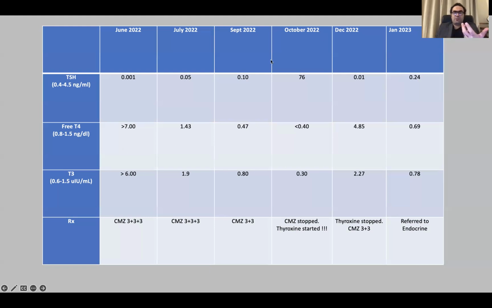And guess what? In October, the patient comes with hypothyroidism. TSH of 76 and free T4 less than 0.4. So at this point of time, carbimazole was stopped and thyroxine was started. So this is wrong. The carbimazole should have been reduced earlier itself. Now this is due to carbimazole-induced hypothyroidism.